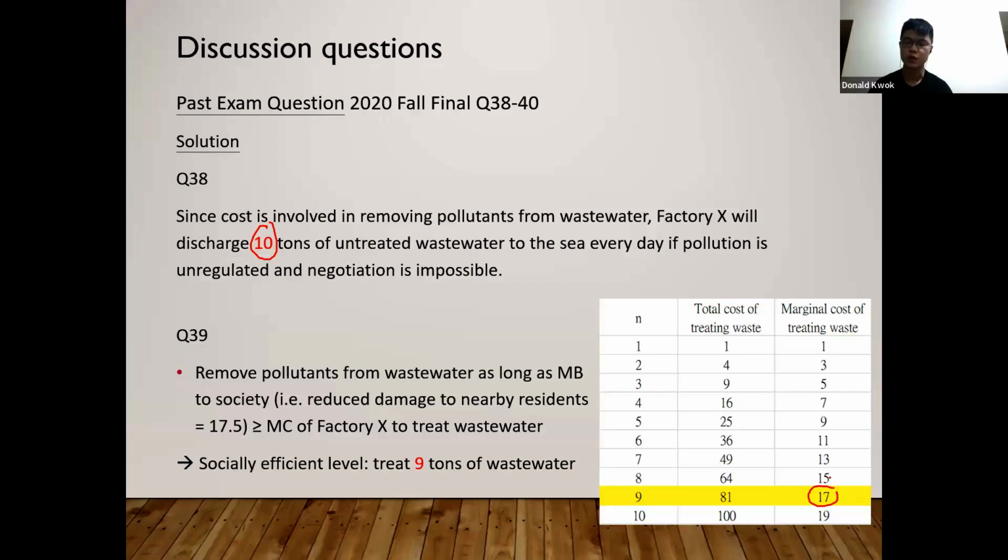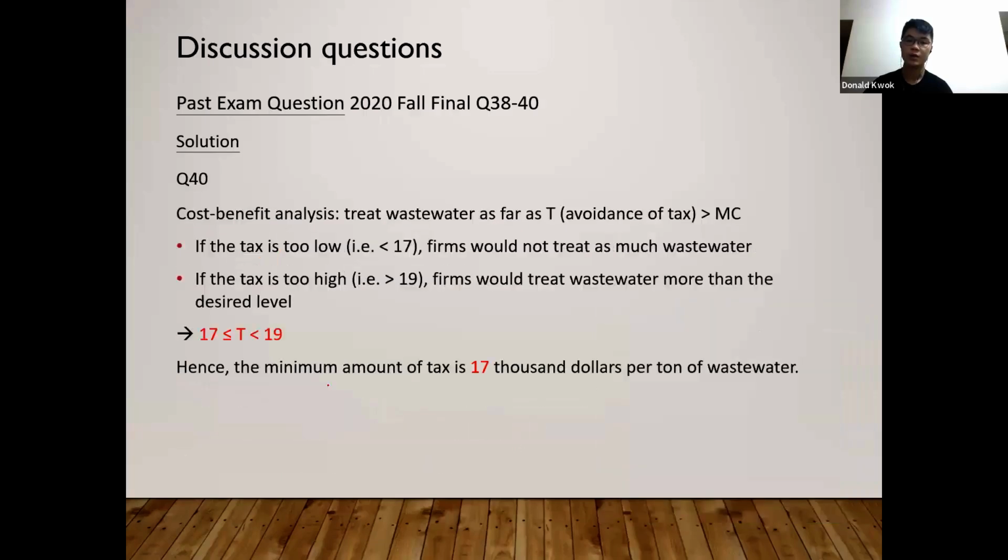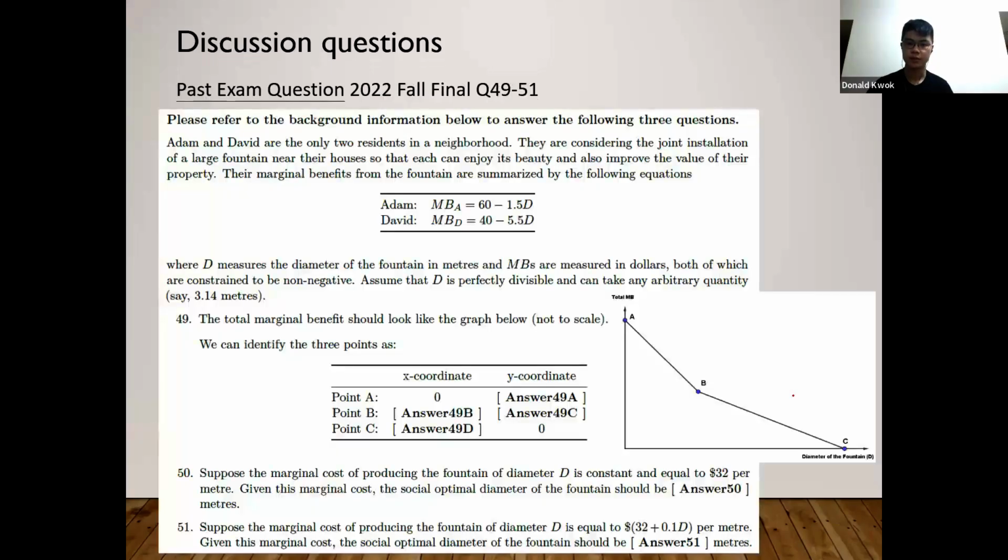However, the target is to treat 9 tons of wastewater, but not the 10th ton, right? So the tax cannot be too high. It cannot reach 19, or else the firm will treat wastewater more than the desired level. As we have learned in the previous chapter, the tax cannot be too low and cannot be too high to attain the desired target. Anyway, the minimum amount of tax is 17. Please take a look at the next problem first.